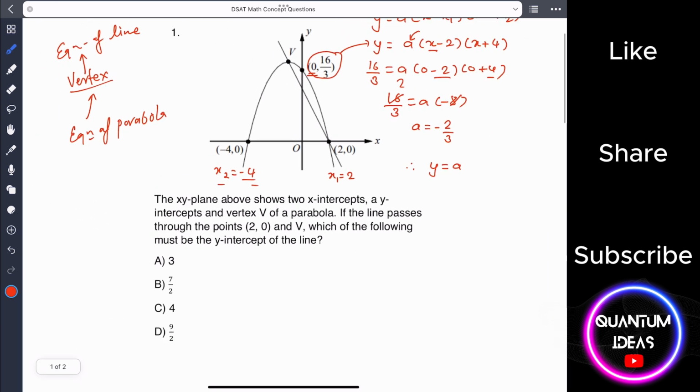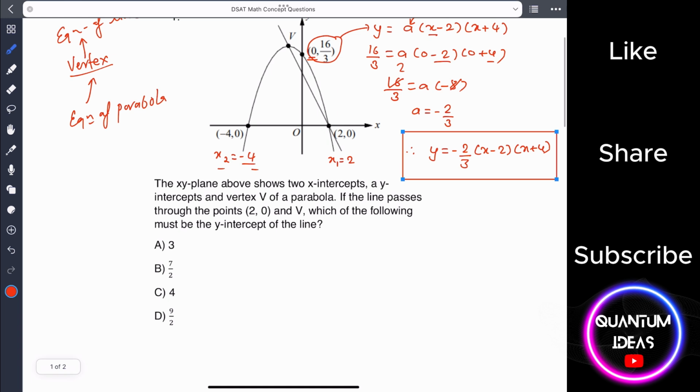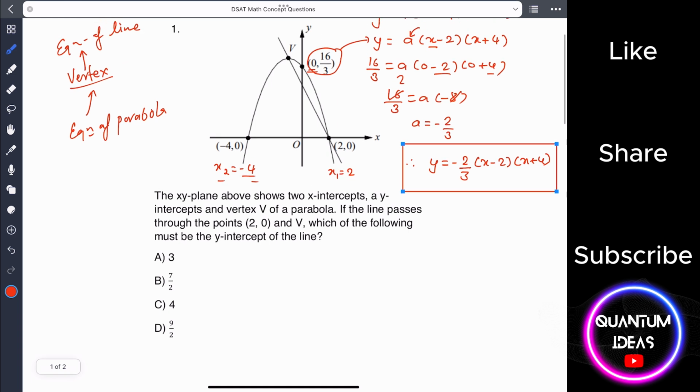What is our a? We have already determined the value of a is -2/3, and there is (x - 2)(x + 4). Okay, the equation of the parabola is here. Now we have to find the vertex. So how can we find the vertex?